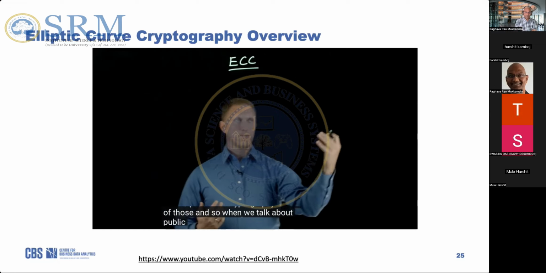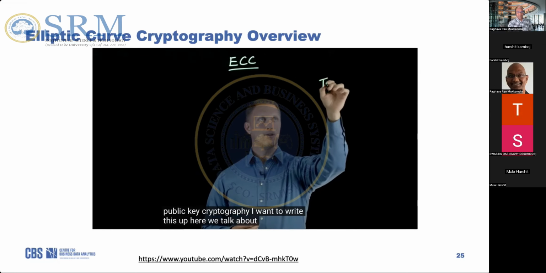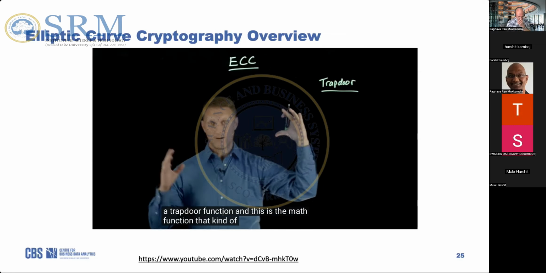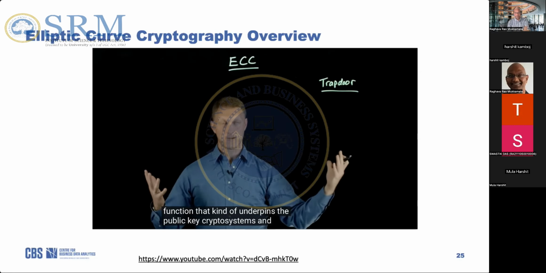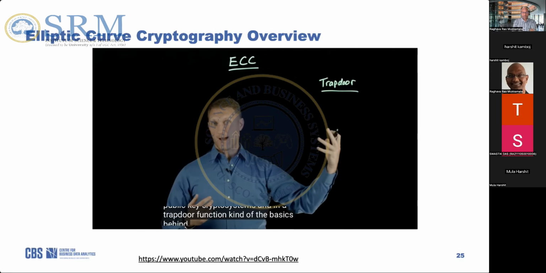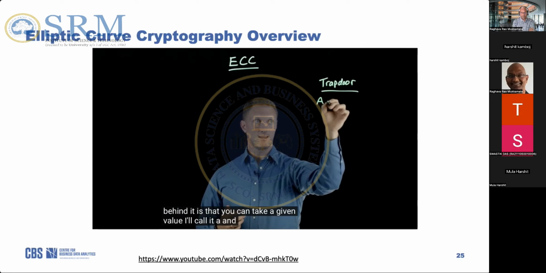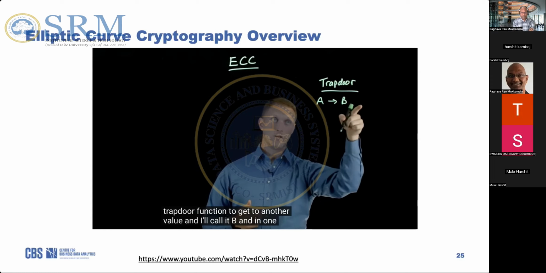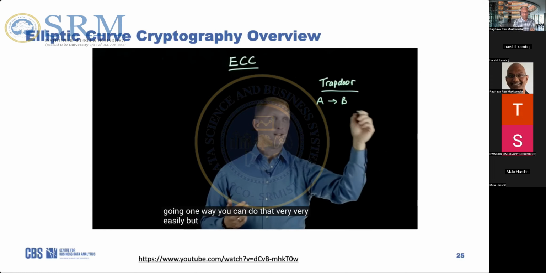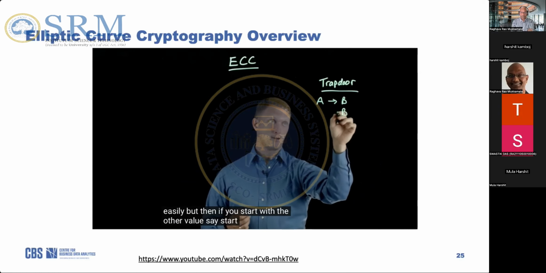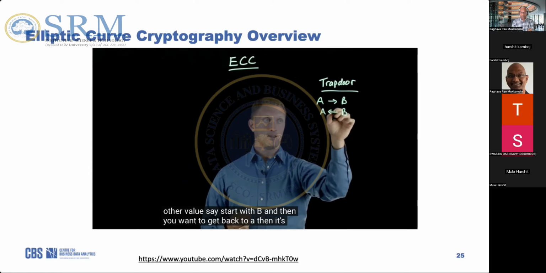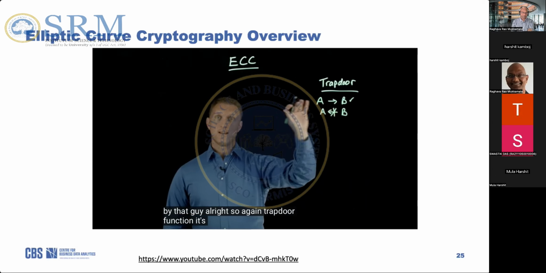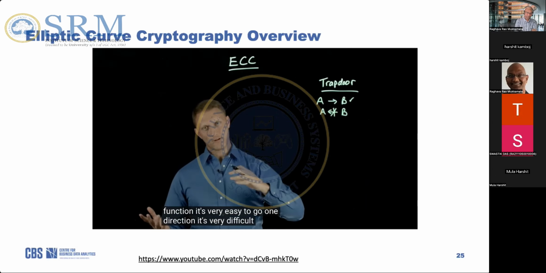When we talk about public key cryptography, we talk about the notion of a trapdoor function, the math function that underpins public key crypto systems. In a trapdoor function, you can take a given value, I'll call it A, and use the trapdoor function to get to another value, B. Going that way, you can do it very, very easily. But if you start with B and want to get back to A, it's very, very difficult. I'll put an X over that and a little check mark by the easy direction. So again, it's very easy to go one direction and very difficult to go the other.